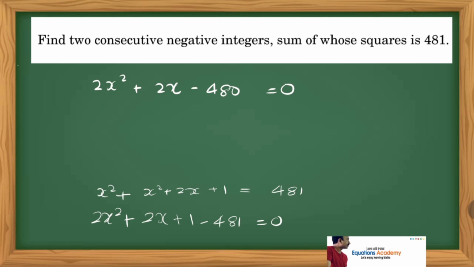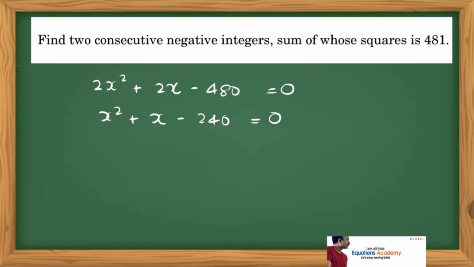If we divide throughout by 2, we will get x square plus 2x by 2 is x, minus 480 divided by 2 is 240, equal to 0. Now we will factorize this to get the value of x.